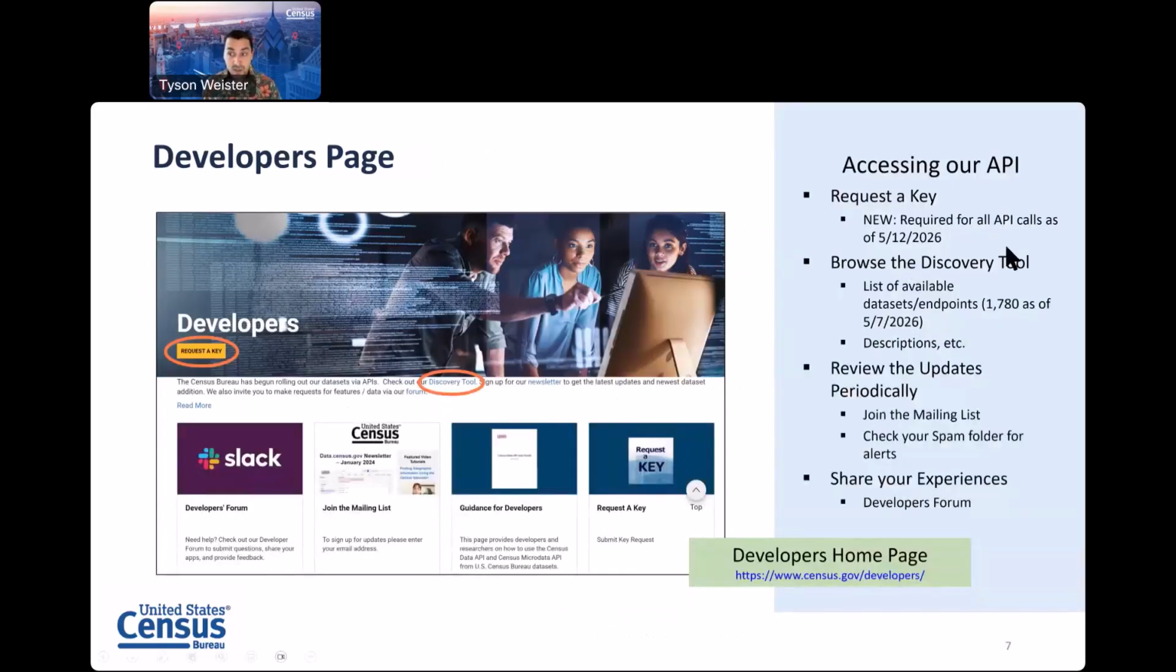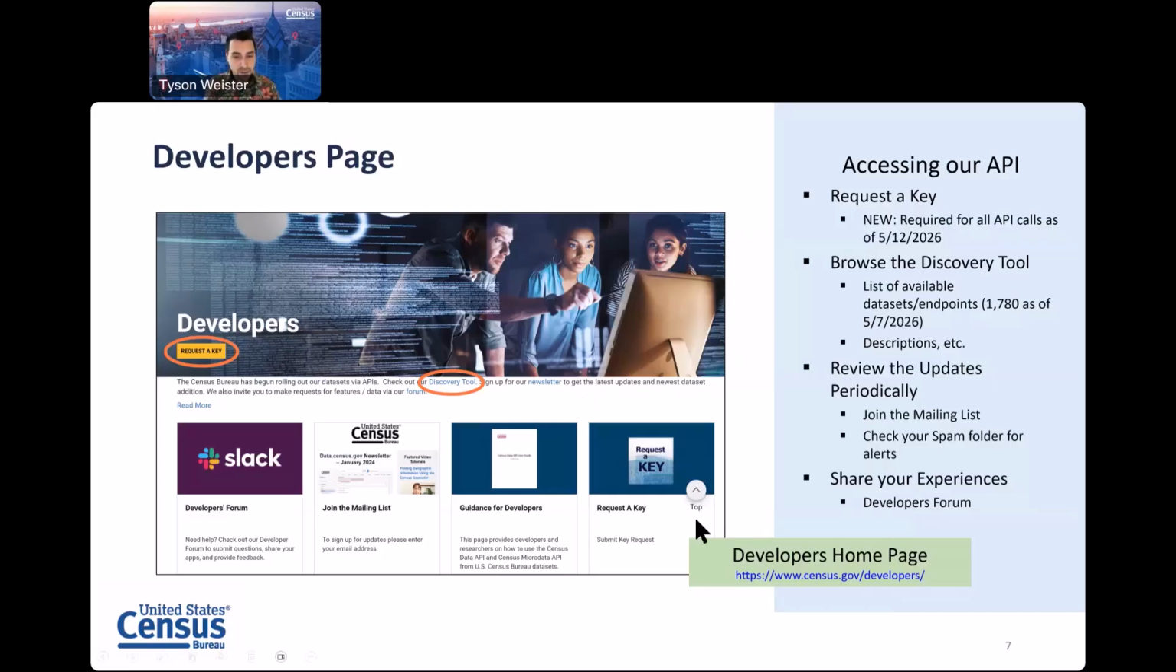What is new with the API? As of last week, we are requiring API keys for every data request. So we've had API keys ever since I've been using the API. They are easy and free for you to get. So if you have one already, continue to use it for every call. And if you need one, you just go to census.gov/developers. You'll see request a key in the upper left. You'll put in your organization name and email address, and you will get a key emailed to you that is ready to activate and use immediately.